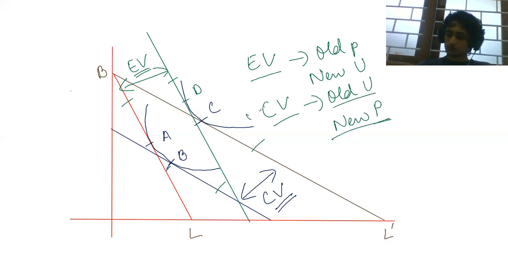So if you know one of them, the opposite is the other one. So compensating variation is old utility at the new prices. Equivalent variation is the new utility at the old prices. Now do an example.